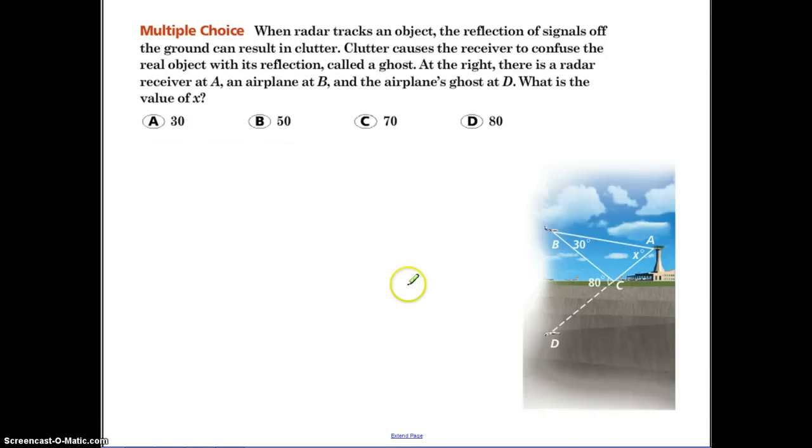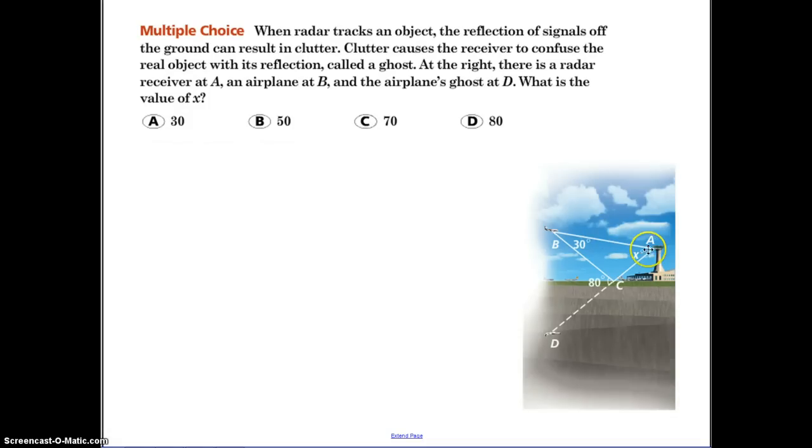And last one, when the radar tracks an object, the reflection of signals off the ground can result in clutter. Clutter causes the receiver to confuse the real object with its reflection, called a ghost. At the right, there is a radar receiver at A, an airplane at B, and the airplane's ghost is at D. What is the value of X?